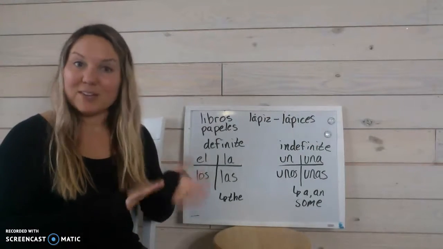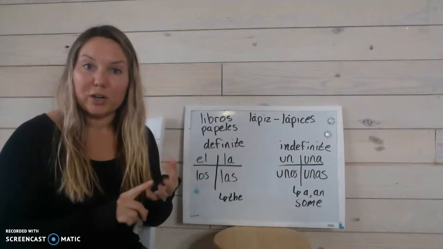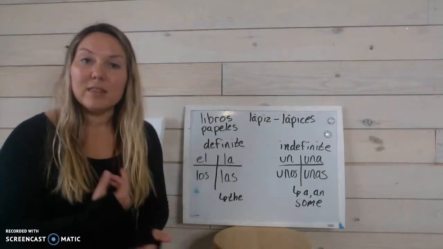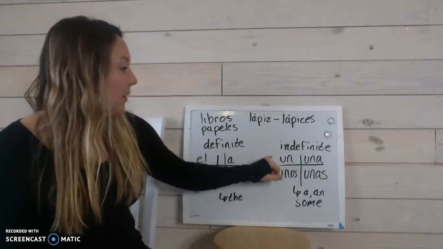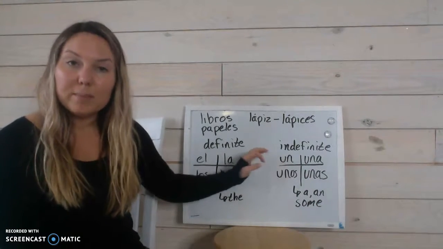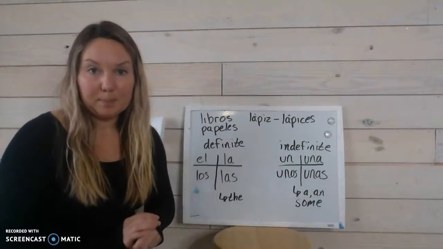Now, we have definite and indefinite articles, and you want to make sure that your article matches your word in gender and number. We have el, la, los, and las. All four of those mean the in English. Then your indefinite articles are un, una, unos, and unas. Un and una mean a or an, and then unos and unas mean some.